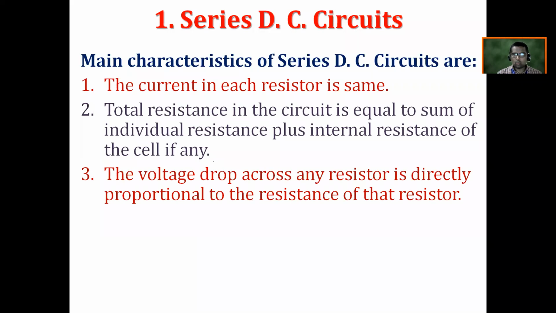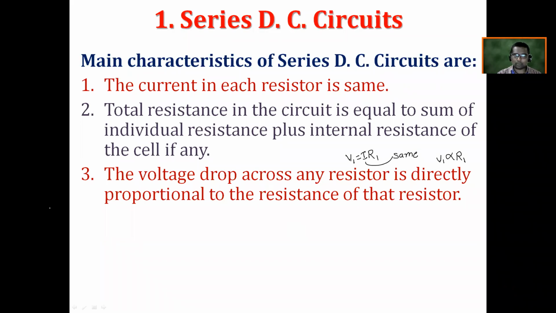Then the third one: voltage drop across any resistor is directly proportional to the resistance of that resistor. Now we know this. Let me try to write it down here. V1 is equal to I into R1. Let me consider that as one example. But we know that this I for all resistances is the same. Is it right? This I for all resistances is the same. If it is the same, can I say that V1 is directly proportional to R1?